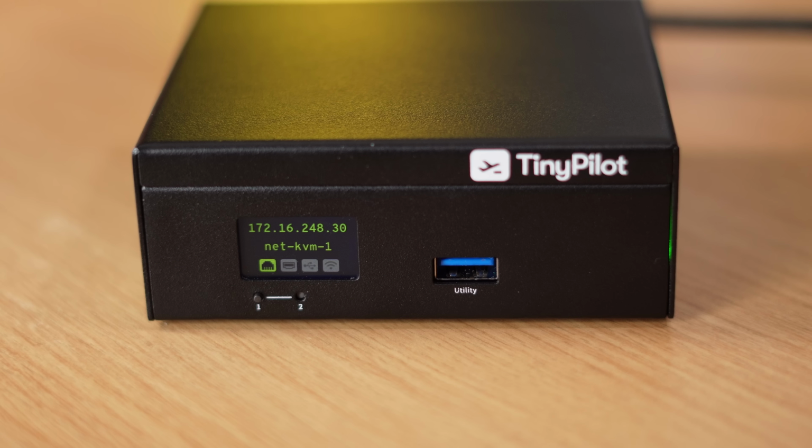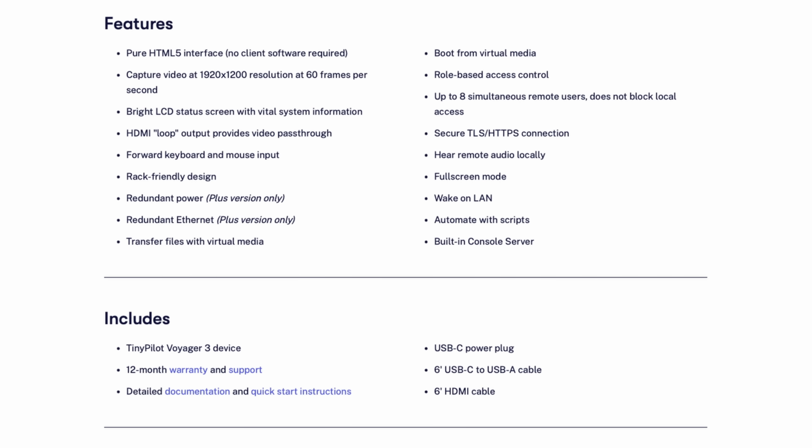And the Voyager 3 also includes some nice extra features, such as a built-in LCD status display, as well as the ability to play remote audio locally. In addition, there's also a Pro model available as well, and that adds power over Ethernet support, as well as a second Ethernet port for redundancy. That said, even the base model offers more than enough functionality for most home lab and enterprise use cases.